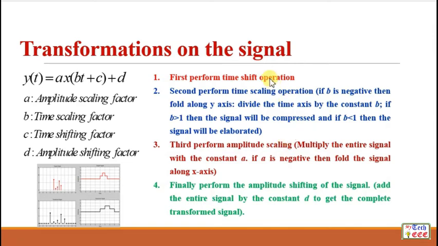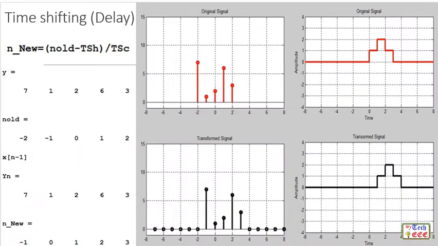After performing the time scaling and time shifting operation, then perform the amplitude scaling. Amplitude scaling is very simple. Multiply the entire signal with the given amplitude scaling factor A. Now if the amplitude scaling factor is negative, then fold the signal along the x-axis, and finally perform the amplitude shifting of the signal. For amplitude shifting, add a constant d to the entire signal to get the complete transformed signal.